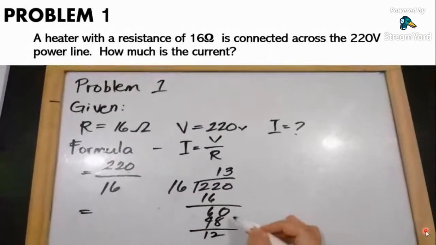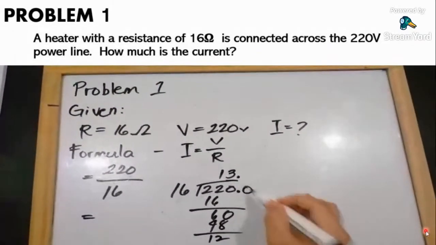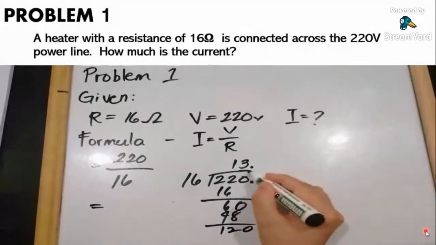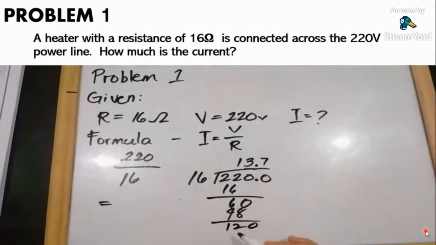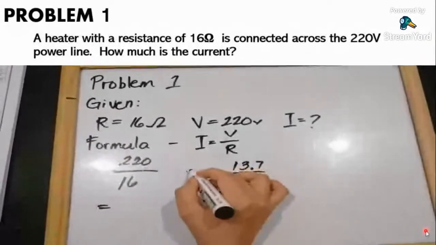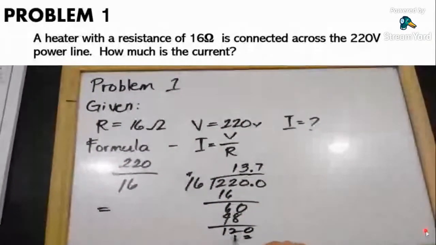Then, meron tayong 12. Then, decimal point. Add tayo ng 0. So, magiging 120. You have 7. 7 times 6 is 42. Carry 4. 7 times 1 is 7. Plus 4 is 11. Yan.